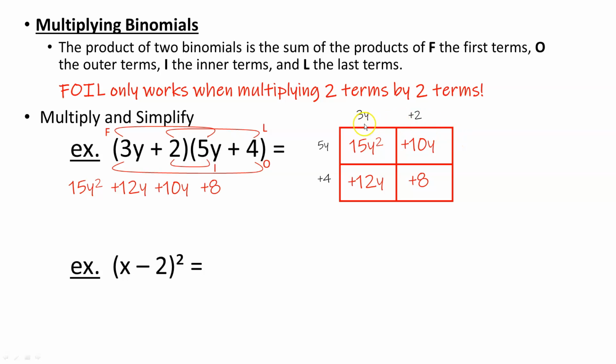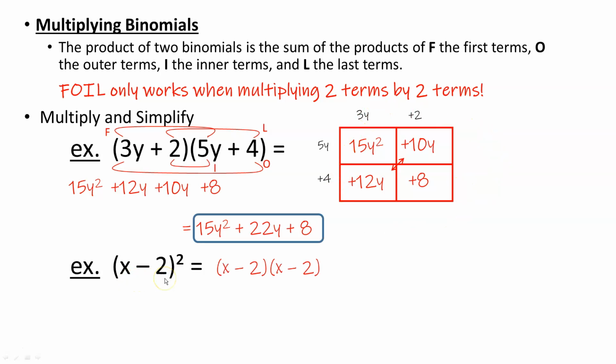The other nice thing is if you write the polynomials in descending order, which generally they'll be given to you as, then these two are your like terms. And we have to combine our like terms. So then we have 15y squared, 10y plus 12y is 22y, and 8. And right there, you come up with your answer. So if FOIL is your bag and it totally works for you and you can just groove along with it, great. Otherwise, you might try the box because you can do it for all polynomial multiplication.